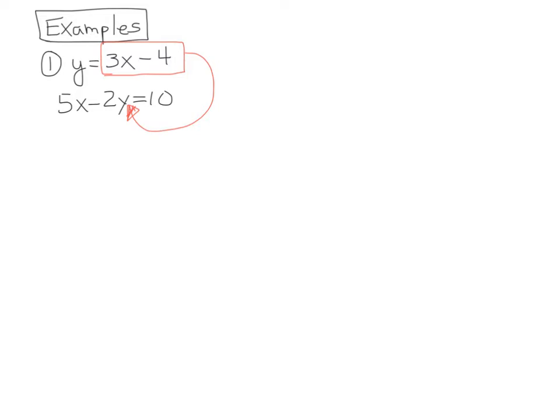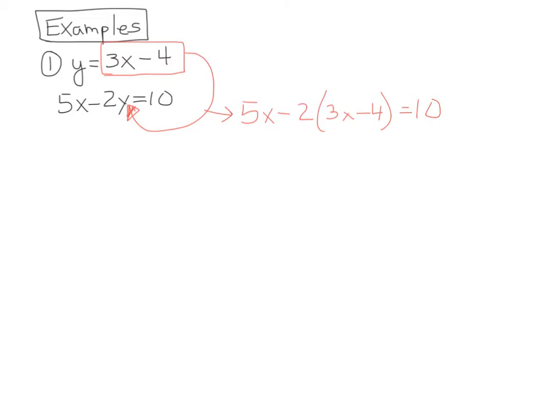Alright, I'm going to show that work over here. So we're going to have 5x minus 2, but I'm not going to write y. I'm going to take the y right out and put all of this in, because y equals this, so all of this replaces the y. 3x minus 4. And then keep going, equals 10. Alright, so that's step 2.